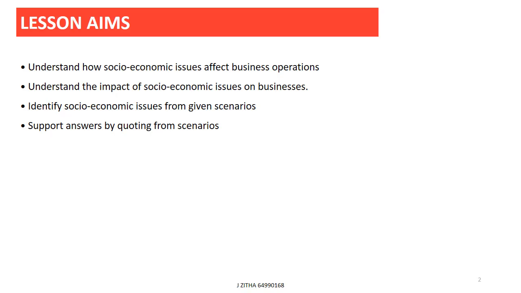What are the lesson's aims? At the end of this lesson, learners must be able to understand how socio-economic issues affect business operations. They must understand the impact of socio-economic issues on businesses. They must also identify socio-economic issues from given scenarios, and they must be able to support their answers by quoting from different scenarios.